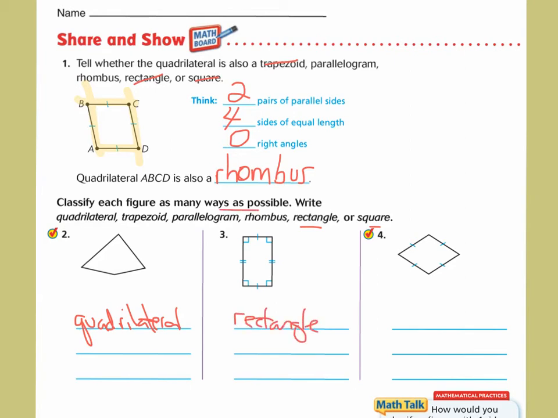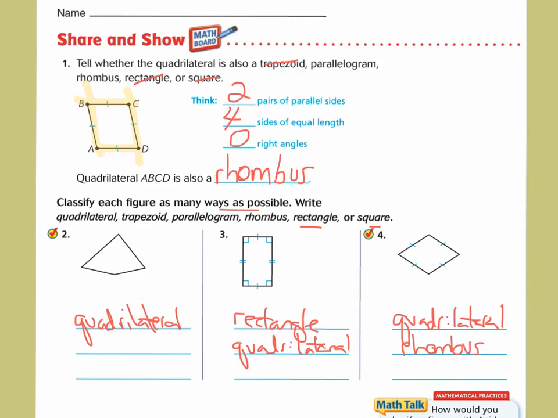But it does say list all of my possible answers, so I need to have a quadrilateral there as well. Quadrilateral. Okay, and then lastly, number 4, definitely a quadrilateral. And remember, it's that slanted square, so it's going to be a rhombus.